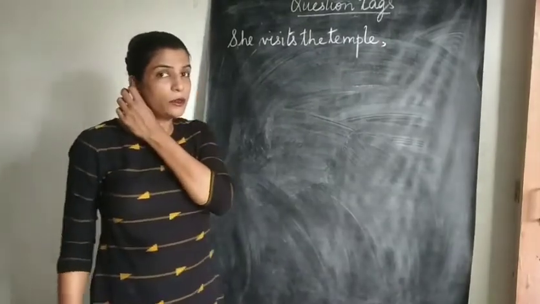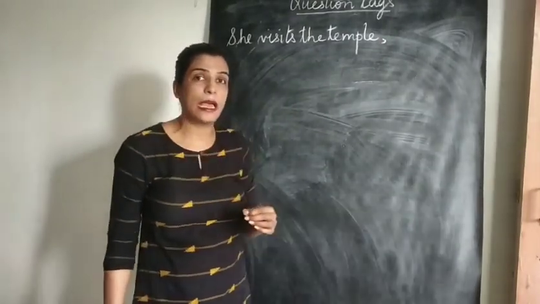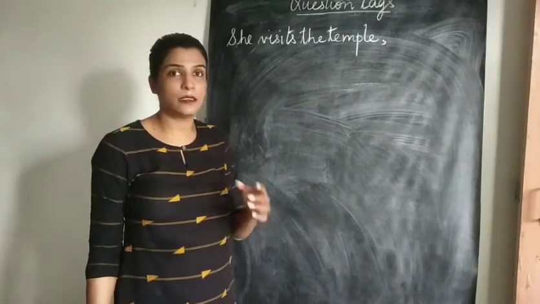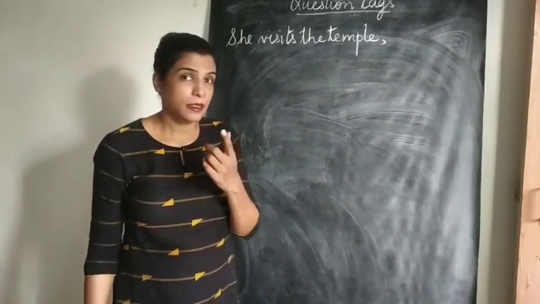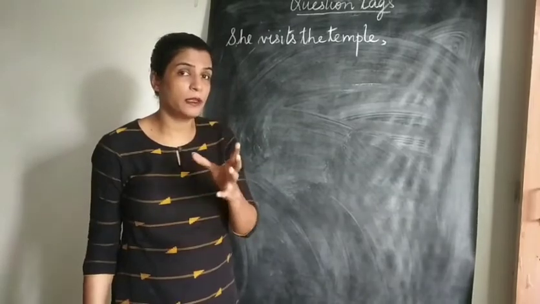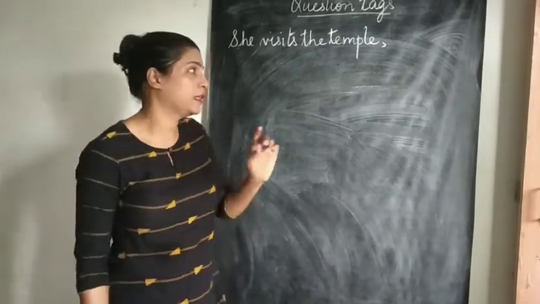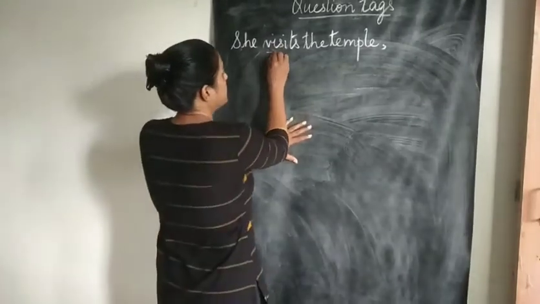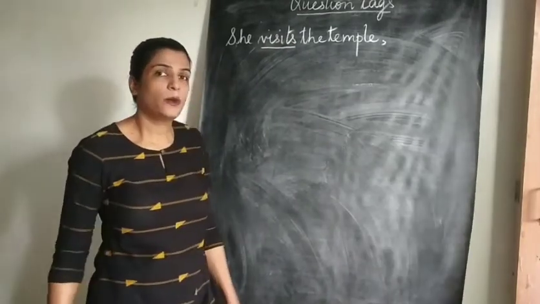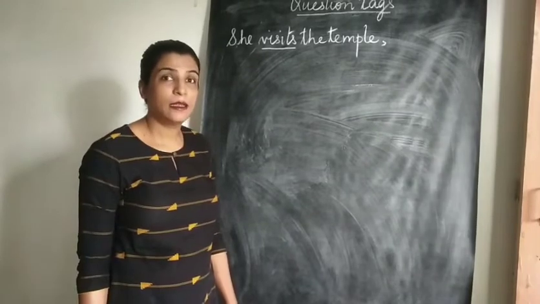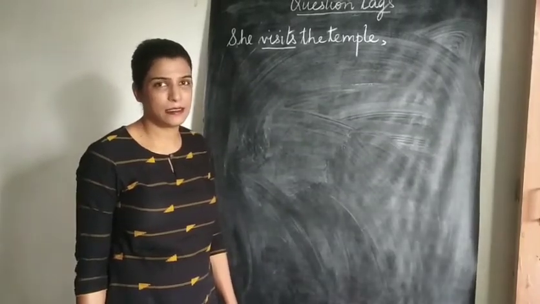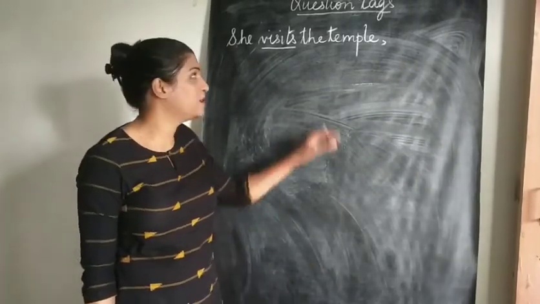Now here there is no is, are, was, were, has, have, nothing in the sentence. But yes, there is a verb, a normal verb, an action word. And what is it? Visits. Now the word visits is in present tense, right?